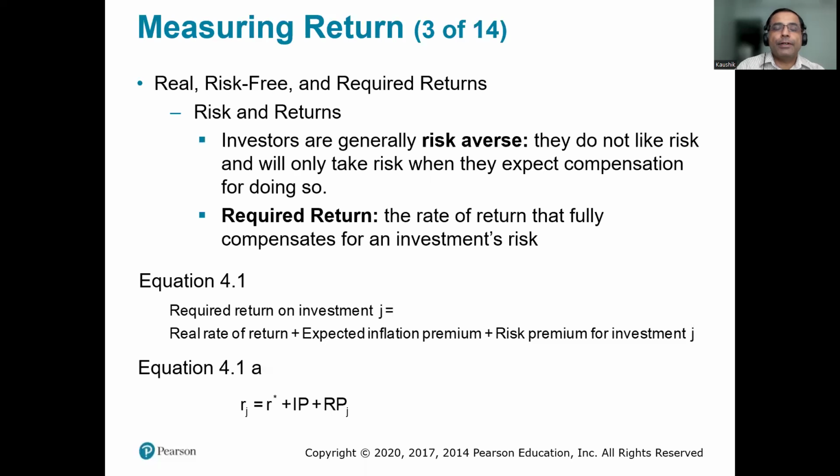Now, risk and return have a very close relationship. So most investors are generally risk averse. So they will only assume more risk in their investment if they are compensated with higher returns. So the required return from an investment is the return that compensates investors for the risk inherent in that investment. So required return on investment is real rate of return plus inflation premium plus risk premium.